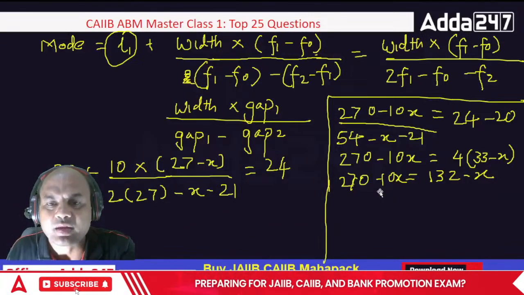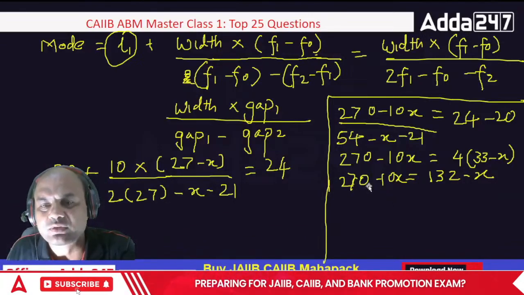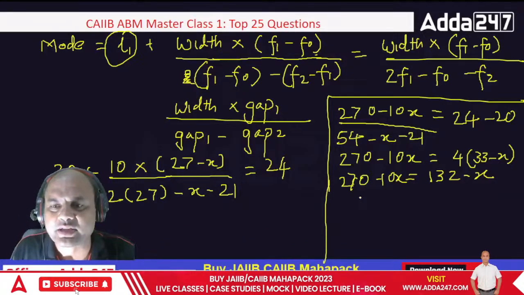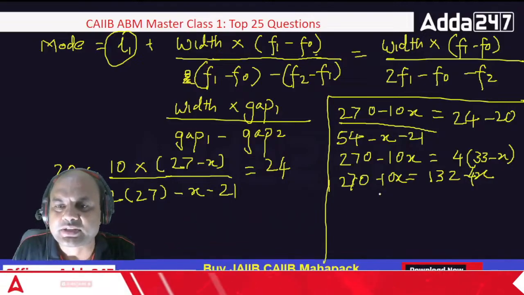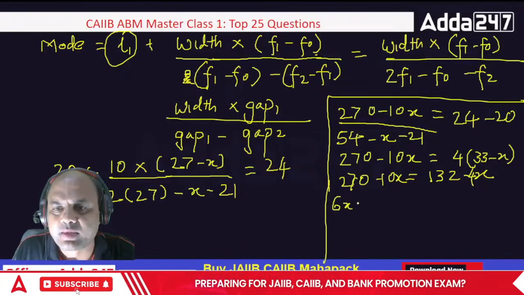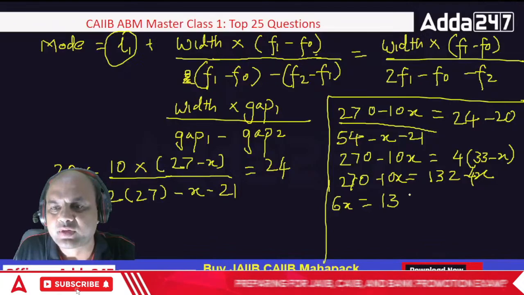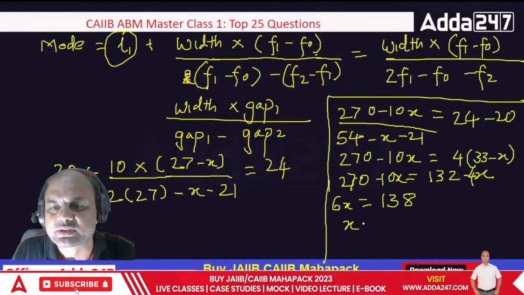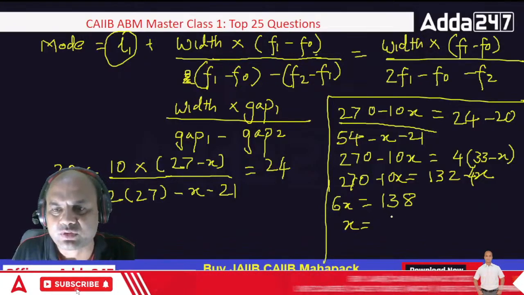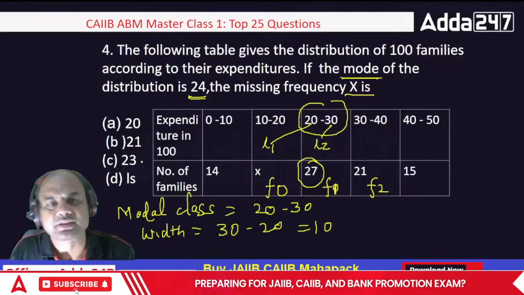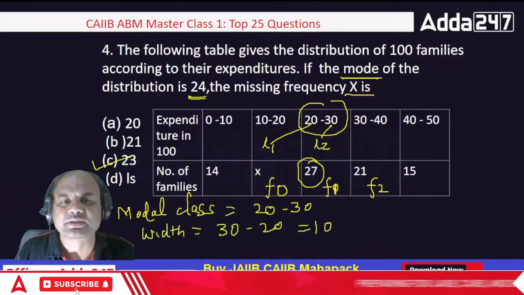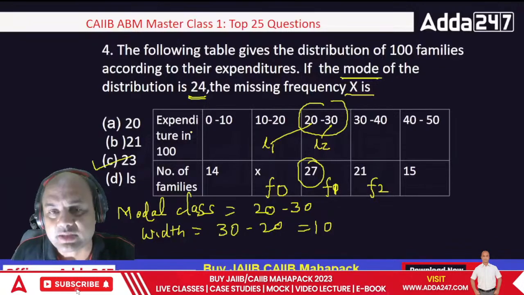It becomes what? 6x equals to 138. So 6x, it is 4x over here. 4x. So 6x equals to 138. So solve this. X equals to, it becomes, I think so, 23. Yeah. So that is my answer. Look at this. 23 is my x.